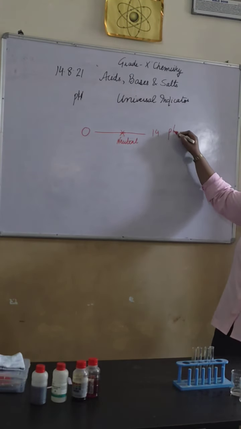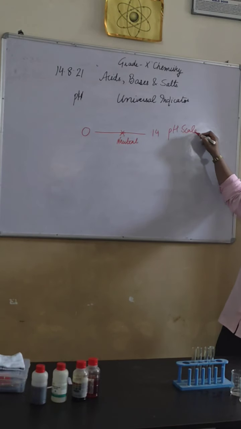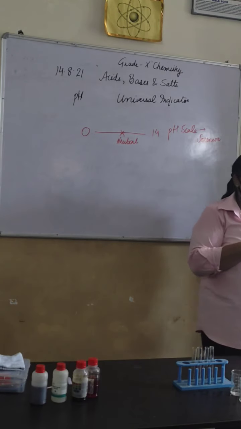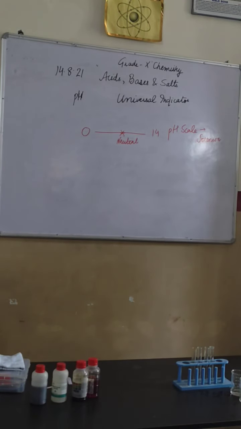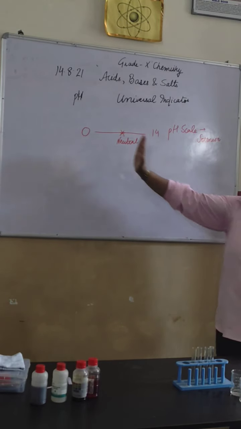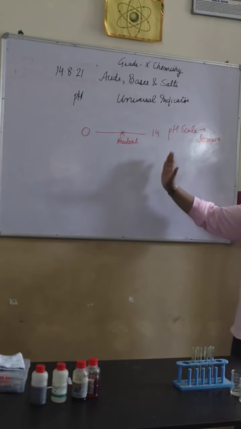And who gave the pH scale? Very good. That is Sorensen. Sorensen gave the pH scale. Okay. So its values range from 0 to 14.